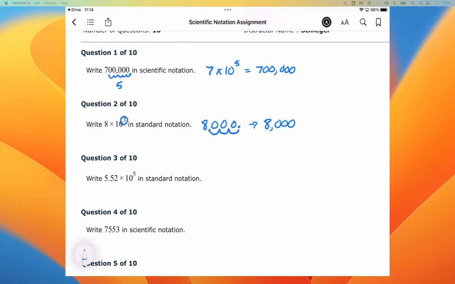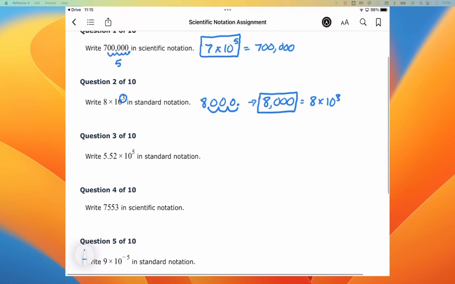And similar to number 1, we can see that 8,000 is equivalent to 8 times 10 to the 3rd. Those are the same number, they have the same meaning, it's just two different ways of writing the same number. So in this case, this would be the answer here, because we were asked to write it in standard form, whereas we were asked to write that first one in scientific notation.